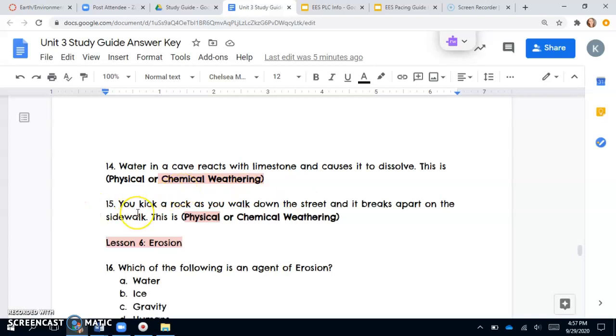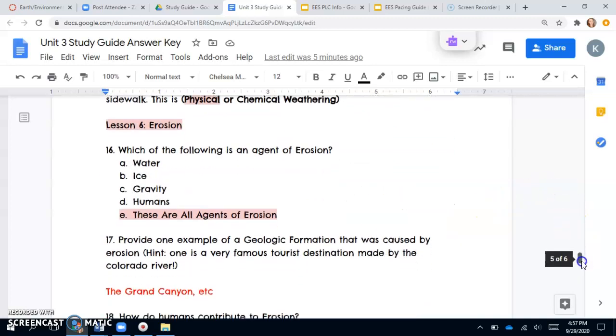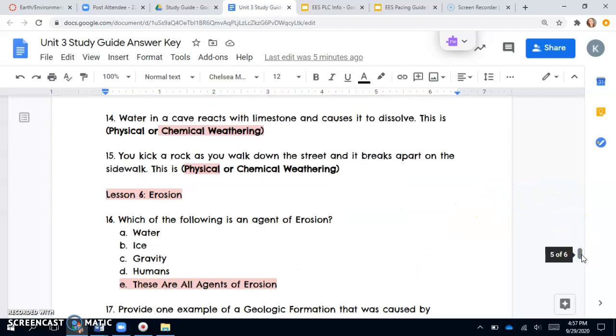And then 15 says, you kick a rock as you walk down the street and it breaks apart on the sidewalk. This is going to be physical weathering because we're not changing the rock on a chemical level. It's just being broken down by force. Okay, so if the rock is just breaking apart, it is physical weathering. If there's some kind of chemical reaction going on with carbon dioxide, water, if something's being dissolved, that's going to be an example of chemical weathering.